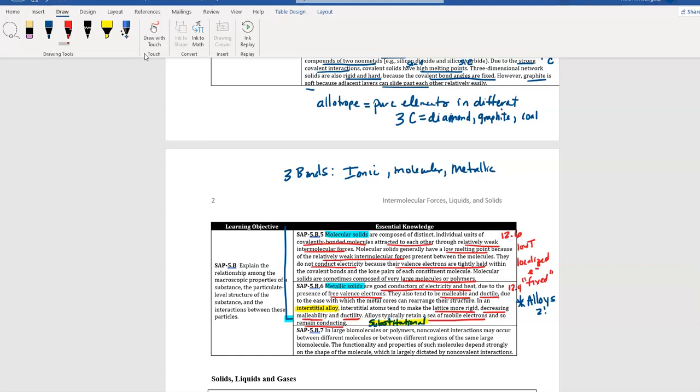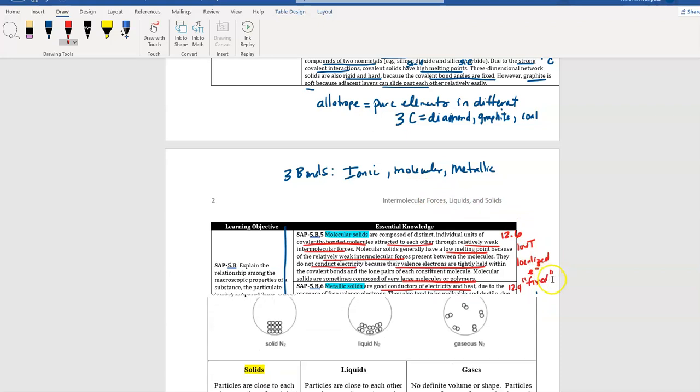In large biomolecules, about the one time you'll hear me say anything about biology or polymers, non-covalent interactions may occur between different molecules and in different regions of large biomolecules. The functionality and properties of these molecules depend strongly on their shape, which is largely dictated by their non-covalent interactions. So they probably have a little bit of molecular or ionic type properties.